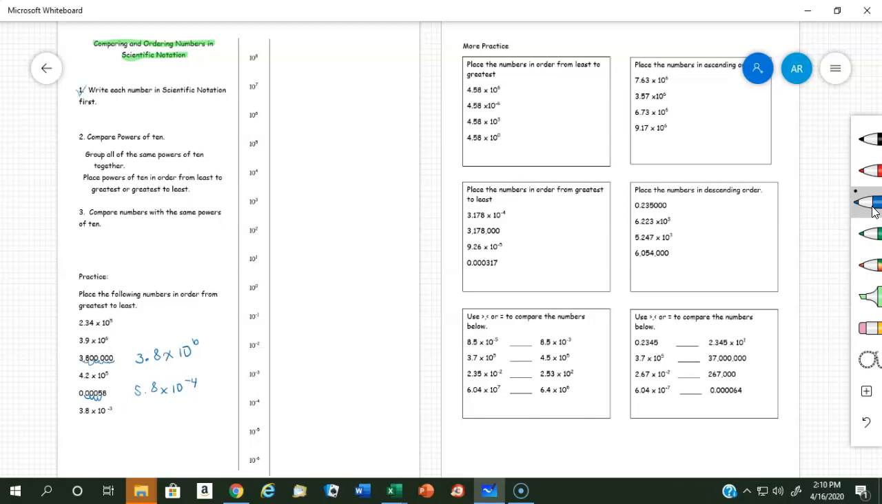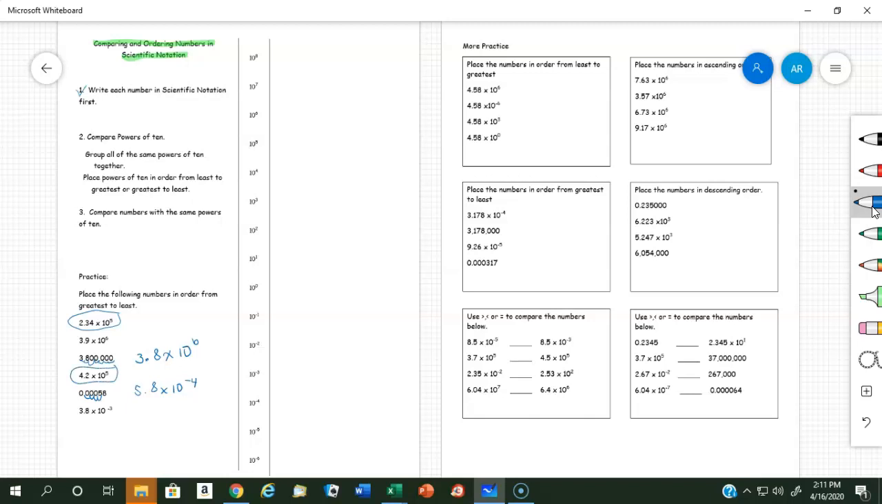Now we're going to compare the powers of 10. What it's asking me to do is group all of the same powers of 10 together. I'm noticing that I have a couple of 10s to the 5th, and I want to place them in order from least to greatest or greatest to least. Since my stacking here is greatest to least, that's how I'm going to do it. So I'm going to look at 2.34 times 10 to the 5th and 4.2 times 10 to the 5th, because I can see that they both have the same power of 10.